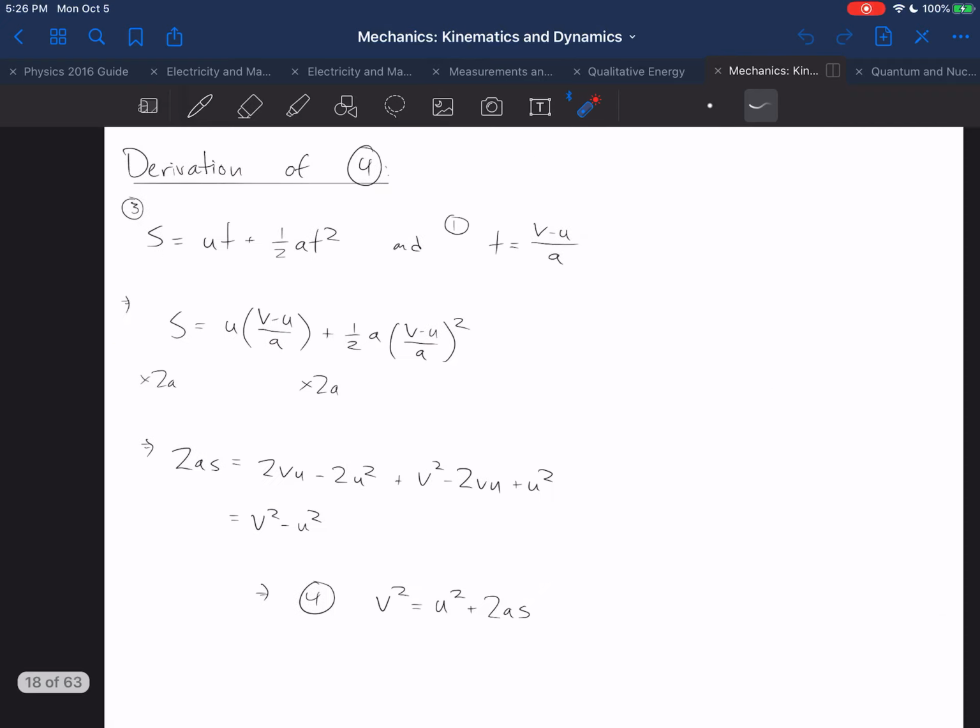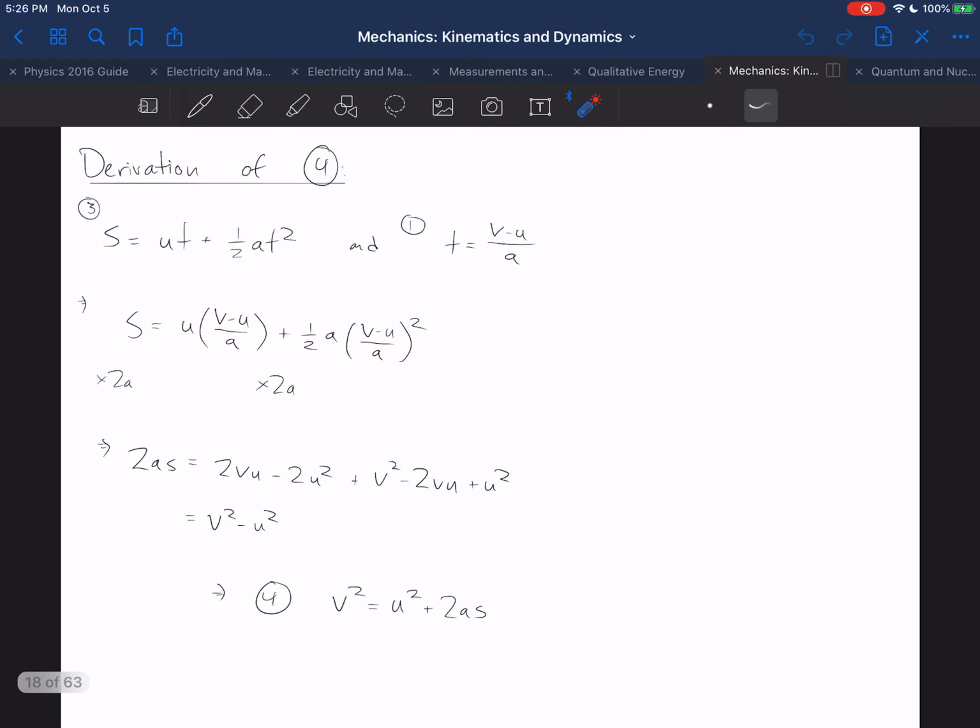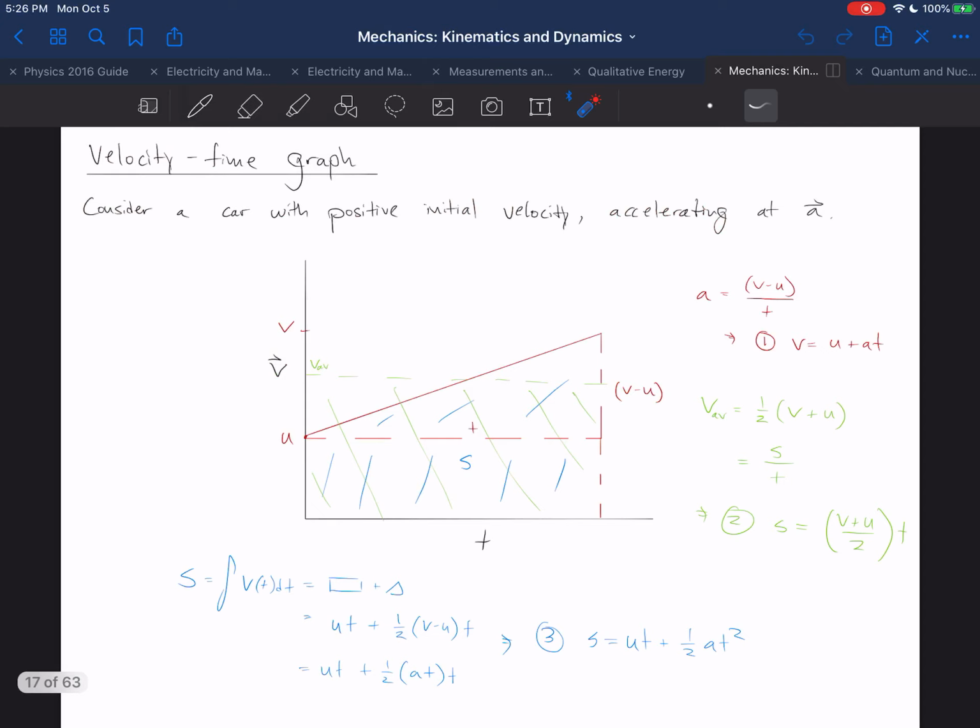Unfortunately, in order to get the fourth, you need to do a little bit of straight algebra using a couple of the other equations. So the derivation of the fourth can be done a number of different ways. I'm going to show you one of them, which involves combining a couple of these equations.